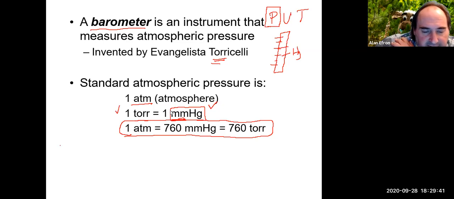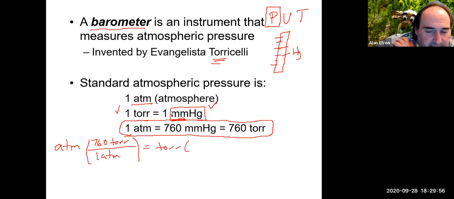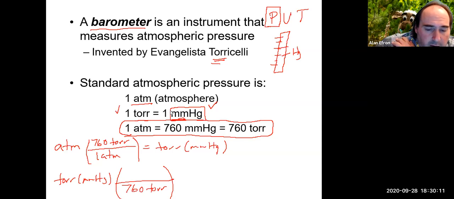If you have atmospheres and you want either millimeters of mercury or torr, you would multiply by 760. Again, torr or millimeters of mercury, same unit basically, 1-to-1 relationship. Or if you have torr or millimeters of mercury and you want atmospheres, you divide by 760. So your 760 is a really important number there.